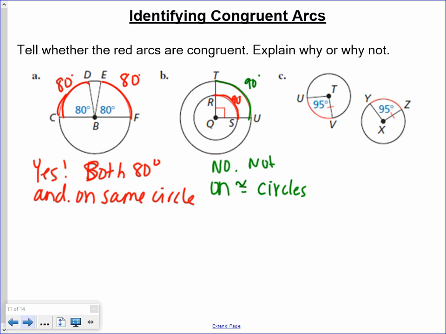Letter C, are those two arcs the same measure of degrees? Yep, they're both 95 degrees. Are those two circles congruent to each other? Do they have the same radius? Yeah. And we know because this line and this line are the radii and they have a tick mark telling me that they're congruent to each other. So this one is another yes because they are both 95 degrees and on congruent circles. The radius is the same in both those circles.